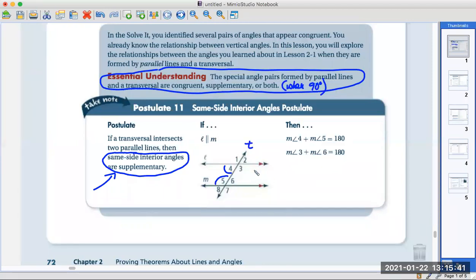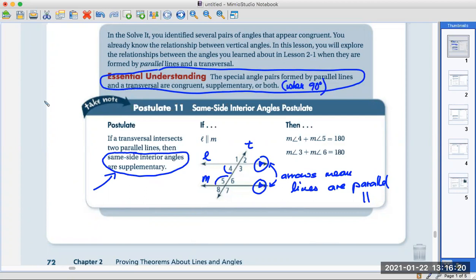This is your transversal. This is line L and M. By the way, these arrows mean lines are parallel. That shows that the lines are parallel. And remember the symbol for parallel if you write it, so you don't have to constantly write it, is those 2 bars. So we always want to look for those parallel arrows, okay?